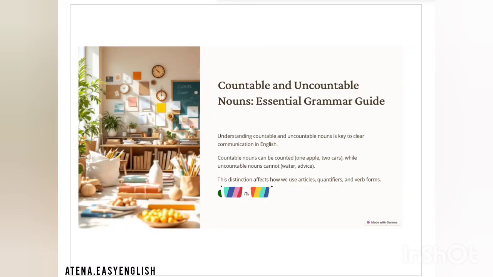Today we are going to practice another grammatical point in English.